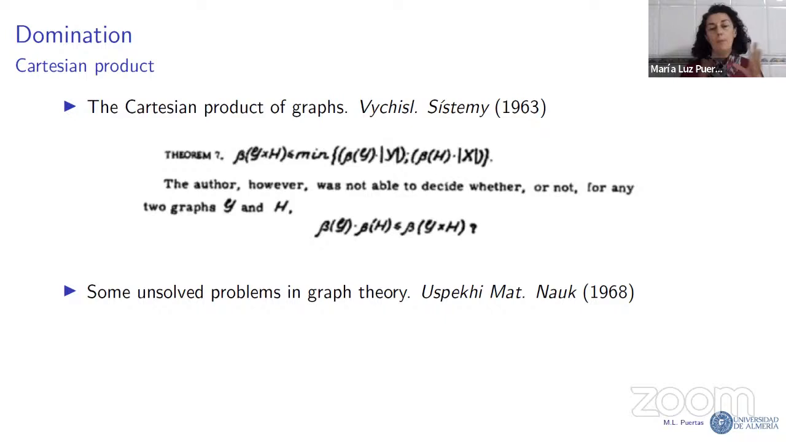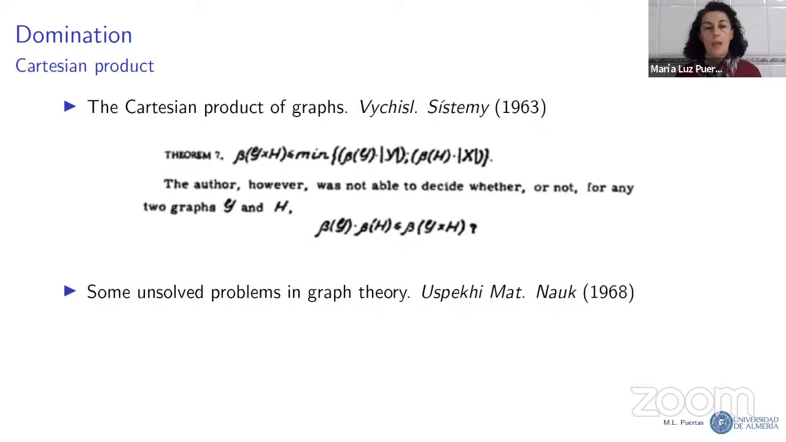Again, it's not the original because the original paper is in Russian. So this is a translation, but it's not a modern translation. It's a translation into English a few years later. And he proved this theorem 7. Beta here is the domination number, the original notation for the domination number, and this product is the Cartesian product. He says, okay, the domination number of the Cartesian product is not always the same formula. However, he tried to put some upper and lower bounds.